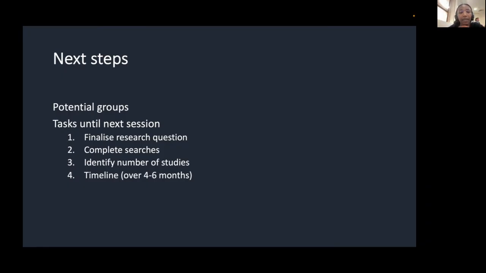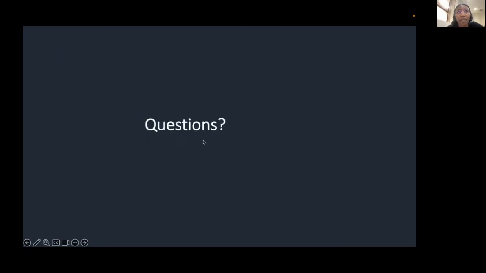And hopefully the next session would be to go through what the different studies are that people have identified, and also what kind of timeline they're thinking of. I'm going to stop here, and I'm going to stop sharing my screen, but we've got a few minutes left, and I wondered if we could use this time for questions and if people have anything that they want to ask the RIGAF team.